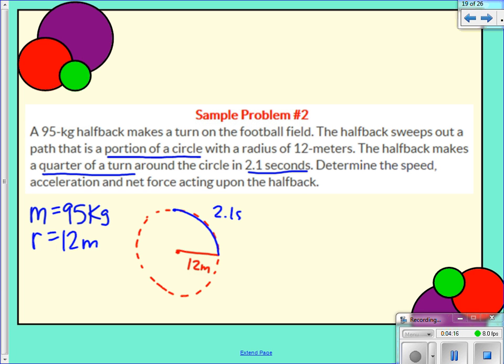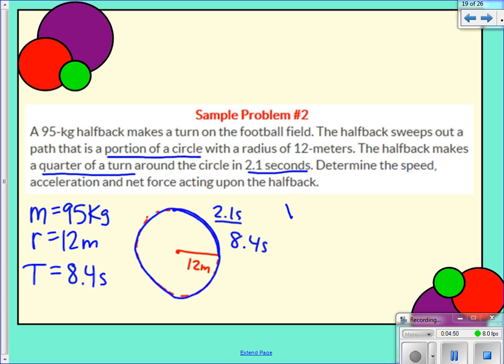Now, if it's a perfect circle, which the problem is stating, then if 2.1 seconds is the time it takes to go a fourth of the way, then it takes him 4.2 to go halfway, 6.3 to go 3/4 of the way, and then finally 8.4 seconds total to go all the way around. And remember, the time it takes to go all the way around a circle is the period. And so the period is not 2.1, but it's 8.4 seconds. All right, so now that we have all of our information, let's solve.